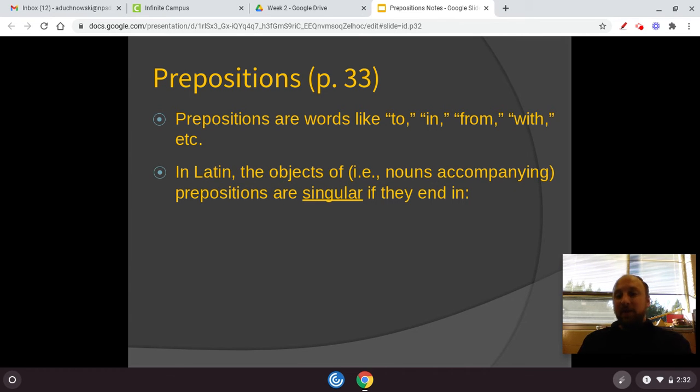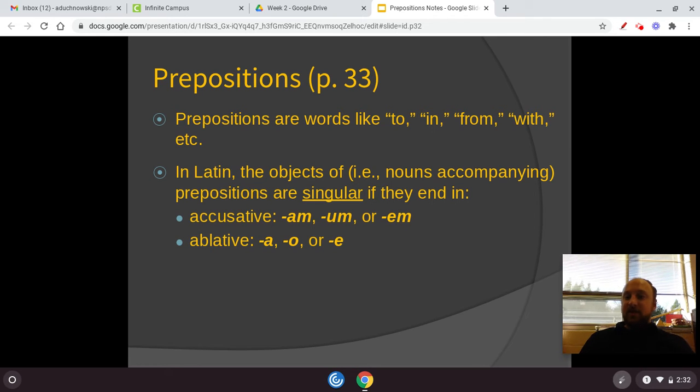So what I want you to be able to do first with prepositions is know whether the objects of those prepositions, that is, the nouns that go with them, are singular or plural. So the endings that you'll see with prepositions would be very similar to the noun endings that you've seen already. All right, sometimes you'll see accusative endings like am, em, or a, o, or e, which are singular.